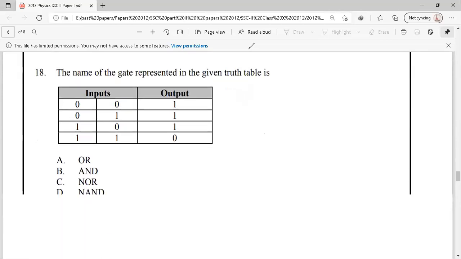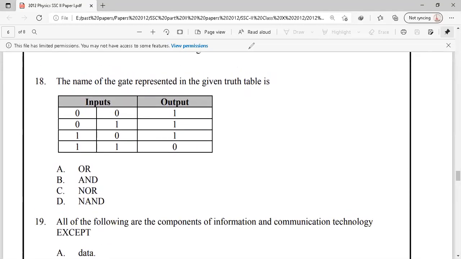Let's come to our next question, that is question number 18. In this question we have a truth table for our logic gate, and we have to identify which gate is given. This logic gate states that if all the inputs are 1, the output is 0. Similarly, if any of the inputs is 1, the output is 1.